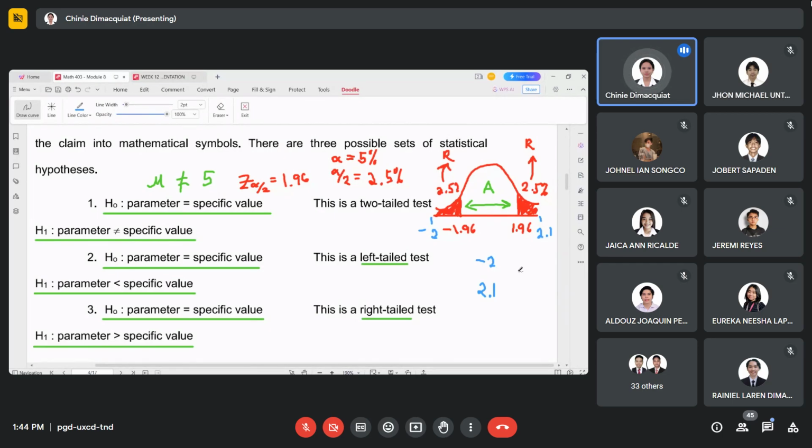And suppose the value of Z we got is 0.67. Upon computing, we got a Z value of 0.67. Where can we find it? Here, in between. Since 0.67 is greater than negative 1.96 but smaller than 1.96, it is under this region. And since it is under the acceptance region, we need to accept our null hypothesis. This is the main concept of when we reject or accept a null hypothesis. So this is our two-tailed test, and we also have left-tailed and right-tailed.